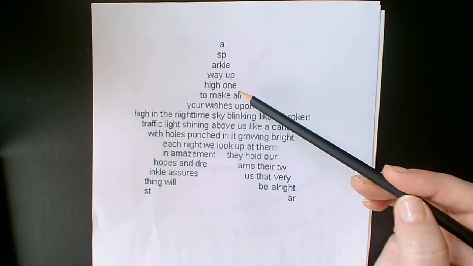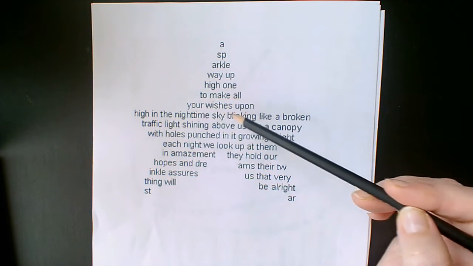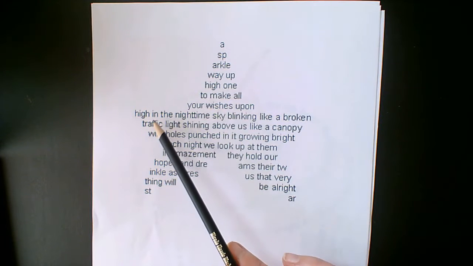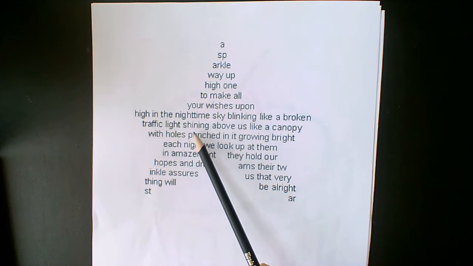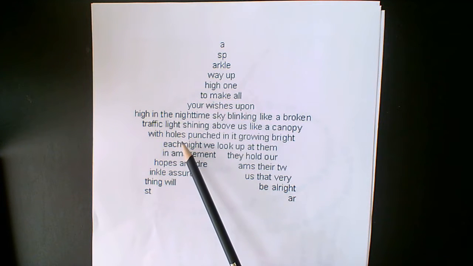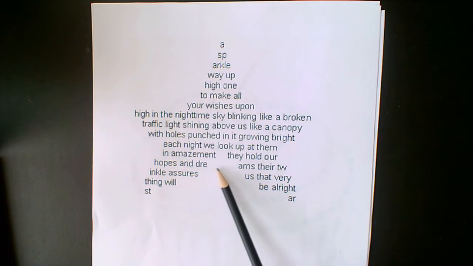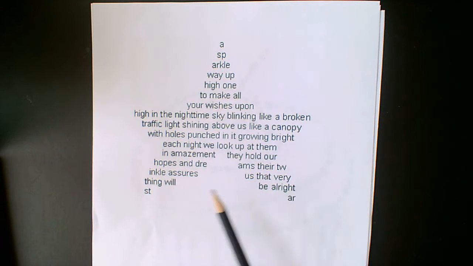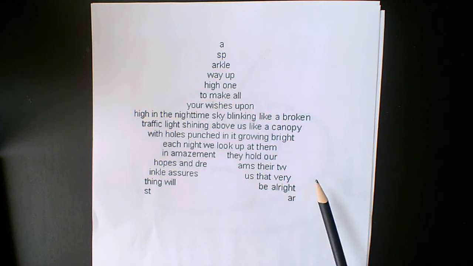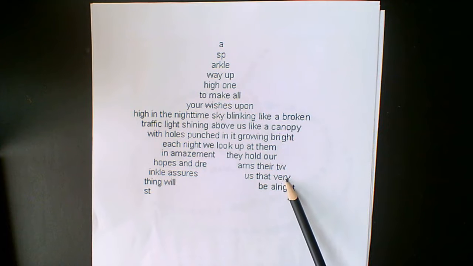A sparkle way up high, one to make all your wishes upon, high in the nighttime sky, blinking like a broken traffic light, shining above us like a canopy with holes punched in it, growing bright. Each night we look up at them in amazement. They hold our hopes and dreams. Their twinkle assures us that everything will be all right. Star. I know this says "verything," but I think the author meant to say "everything" here.